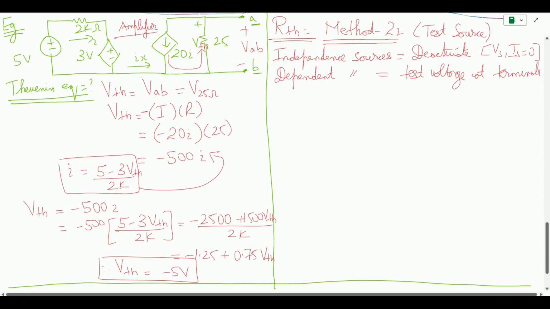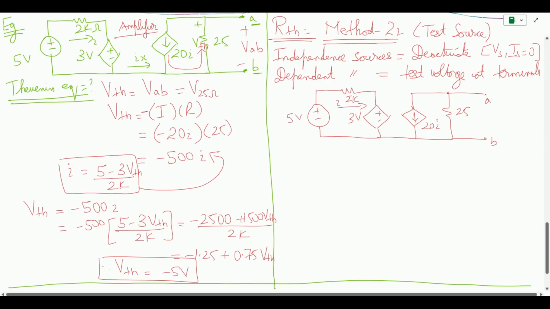So now in order to find this RThevenin, let us redraw the circuit. So the circuit is 5 volts followed by 2K. You have the dependent source, and then you have another dependent source followed by the resistor, and then we have the terminals A and B. And now what we do is, let's input the value 25, this is 20I, this is 3 volts, this is 2K, and this is 5 volts, and the current is moving in this direction.